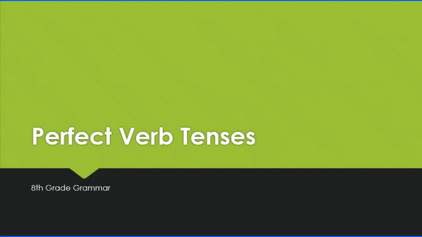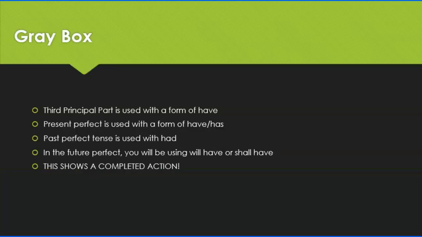But I do want you to look at the gray box on page 244, and let's talk about those things there. I have retyped a few things there. So I'm going to go over the gray box first and then highlight a couple of these things. If you take a look at the gray box, it says, in the perfect tenses, the third principal part of the main verb is used with a form of have as a helping verb. So the key word you're going to be looking for is have.